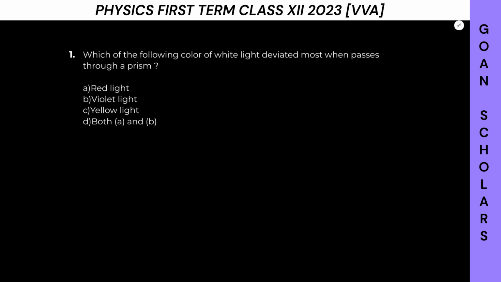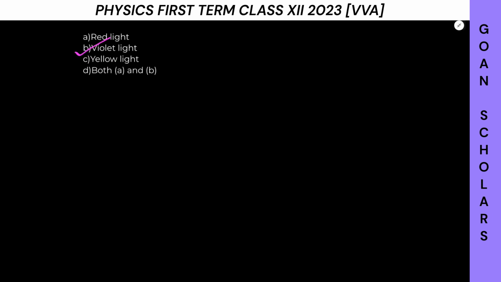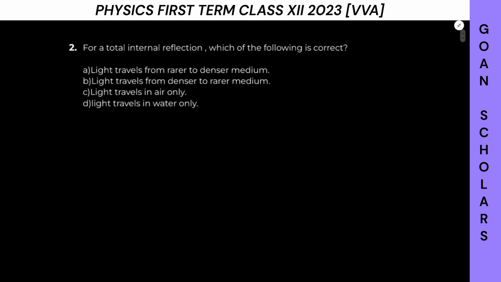So our question number 1 says, which of the following color of white light deviates most when passes through a prism? So maximum deviation will be for violet. Okay. So violet will be deviated the most and the least is the red one. Clear? So this is our first answer. Let's move to question number 2.